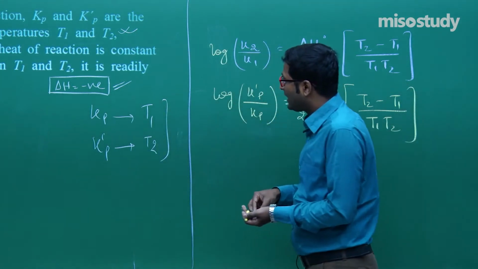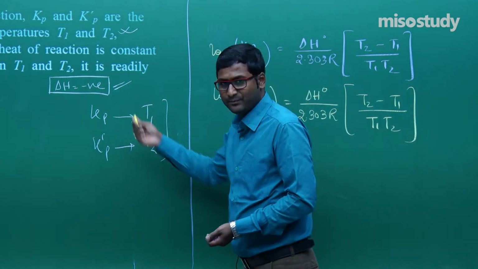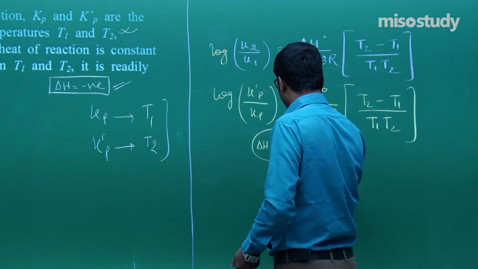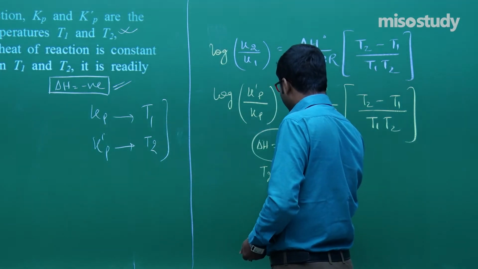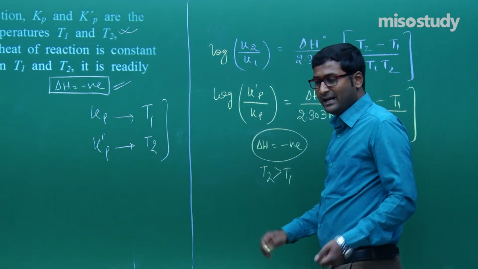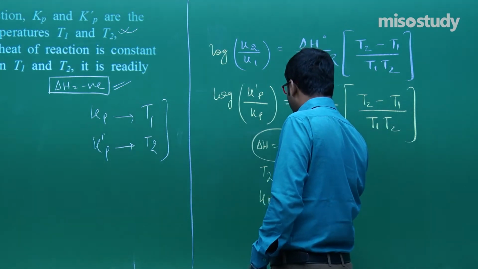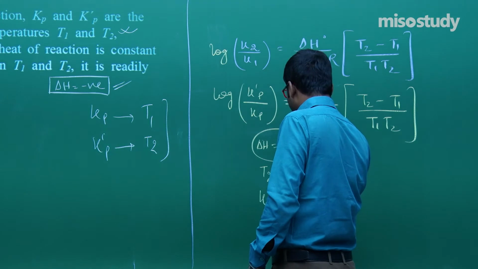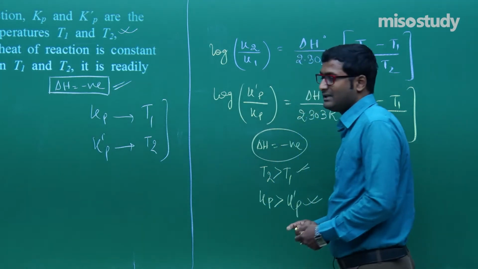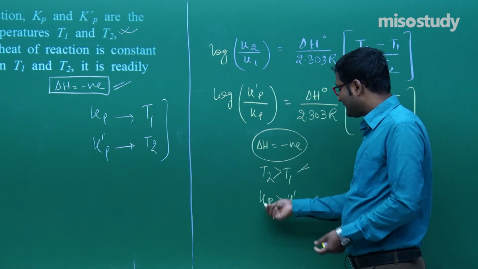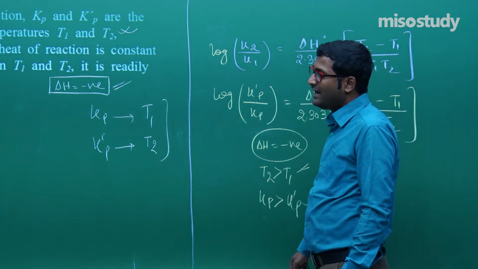As we know, delta H is negative. If delta H is negative, then definitely what will happen? T2 is greater than T1. If T2 is greater than T1, then ultimately what will happen? Kp is greater than K dash P. Because delta H is negative here, Kp is greater than K dash P.